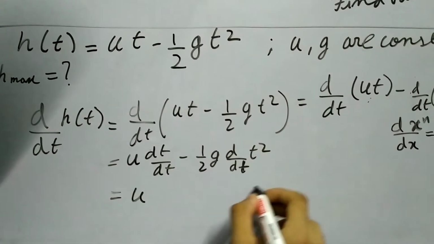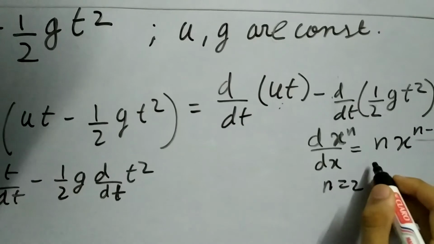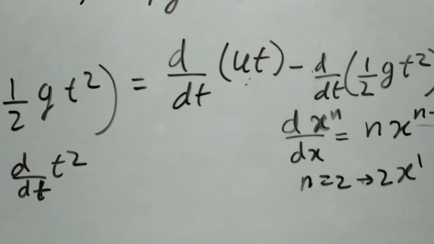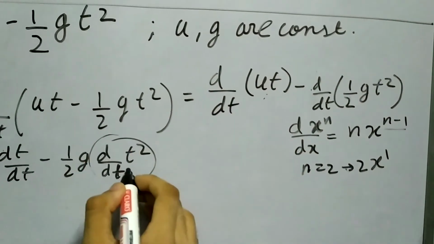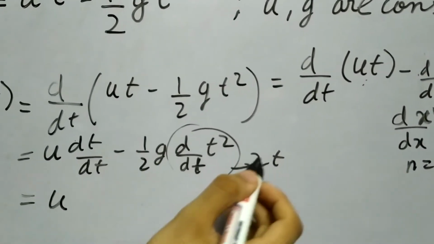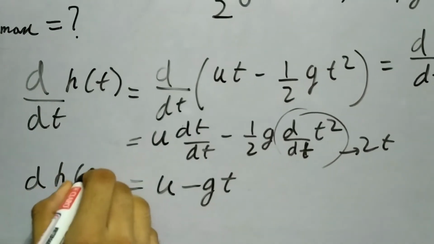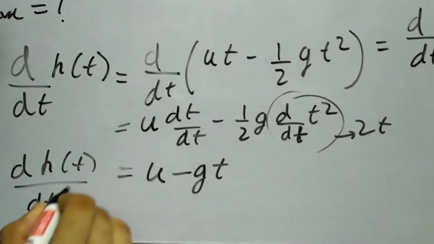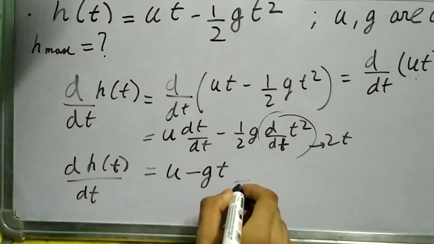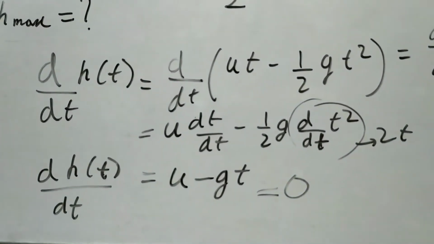And if you put n equal to 2, you get 2 x to the 1, which is 2x. So d by dt of t square is 2t, and the 2 and 2 cancel out, you get minus g t. So dh of t by dt is u minus g t, and now we equate it to 0 to find the maximum. We know it's the maximum in this case.